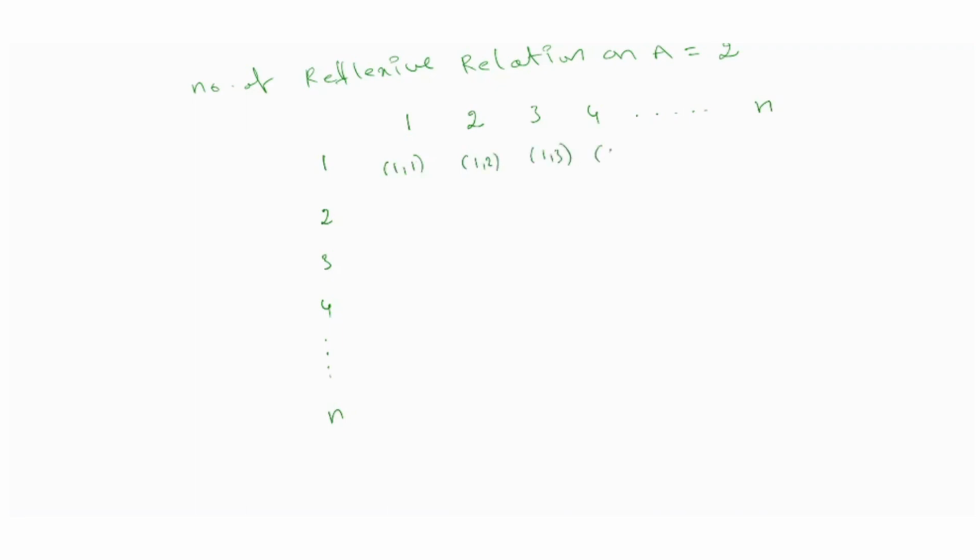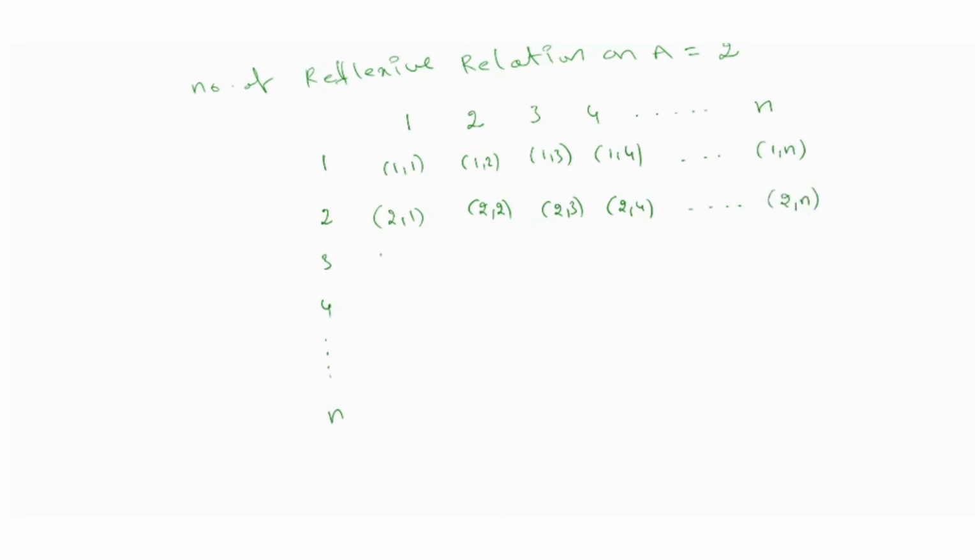It is 1 comma 4 and so on. It is 1 comma n. Similarly it is 2 comma 1, 2 comma 2, 2 comma 3, 2 comma 4 and so on. It is 2 comma n.